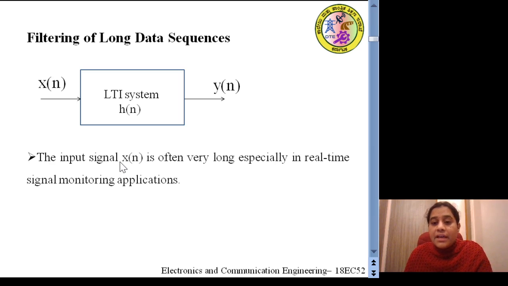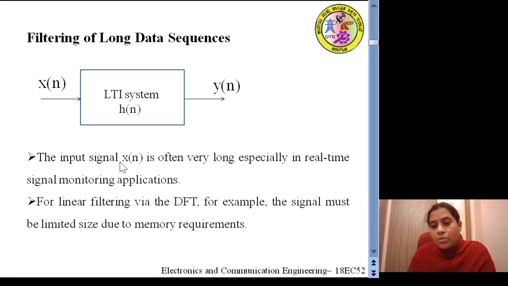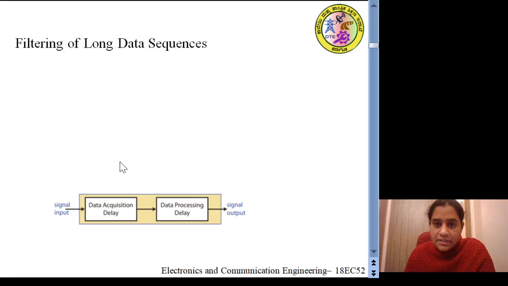Basically, in real-time signal monitoring applications, whatever input x of n we are considering will be of huge length, so it will be very long. For linear filtering using DFT, the signal should be of smaller length because of the memory requirement of the DSP processor. So it is difficult for us to use DFT directly for finding linear filtering of long data sequences.